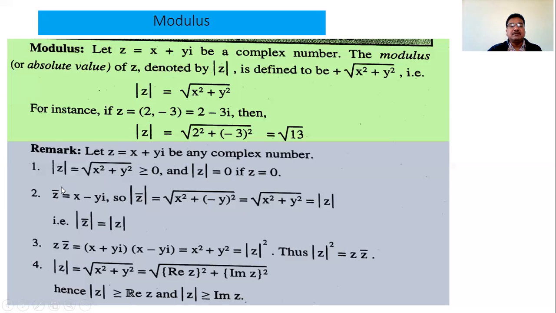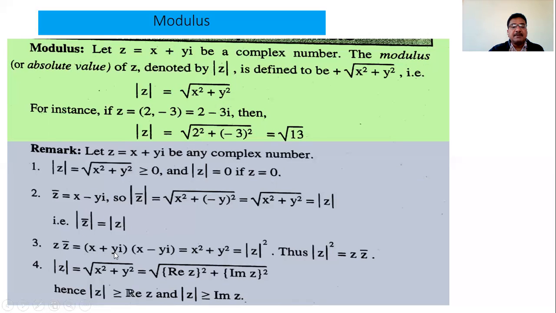So z is, suppose, this complex number, then mod z is always greater than or equal to 0. And mod z is 0 if and only if z is 0. If z is 0, it means x is 0 as well as y is 0. That is, z is 0 means 0 plus 0i, real part and imaginary part both are 0, then its modulus is 0. And z bar is x minus yi, its conjugate. And mod z bar is again root x square plus minus y square, and the modulus of z is root x square plus y square. That is, mod z bar and mod z both are the same. That is, the modulus of the conjugate and the modulus of itself are the same. This is important.